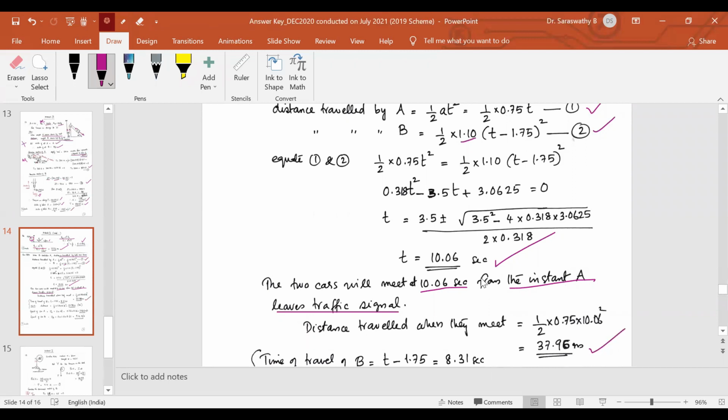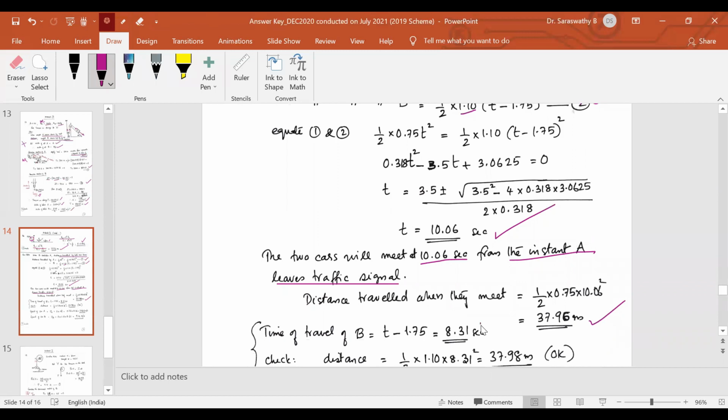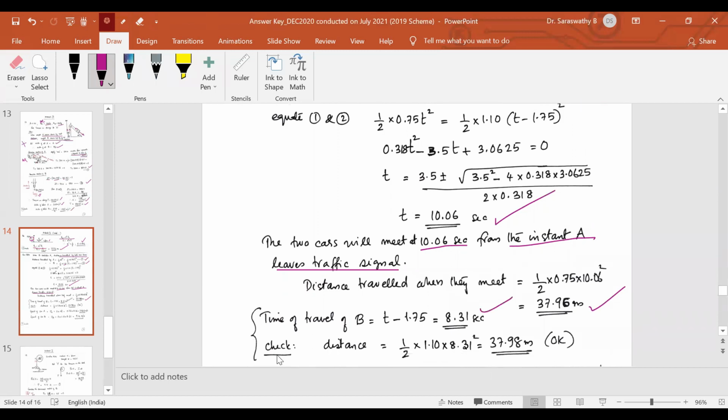So we can check it with reference to B. The distance traveled by B is equal to half into 1.1 into (t minus 1.75) square. How much time has B traveled? B has traveled only for 10.06 minus 1.75, which is 8.31 seconds. Based on B, the distance is equal to half into 1.1 into 8.31 square, so it is 37.98. Both are the same, so it's only a check.